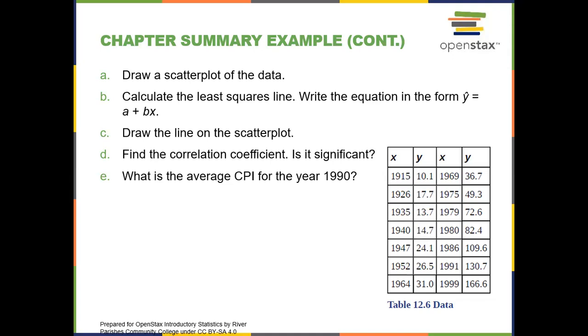So second plus 4. Clear all lists, done. Stat 1. L1 is all the X values. 1915. 1926. 1935. 1940. 1947. 1952. 1964.